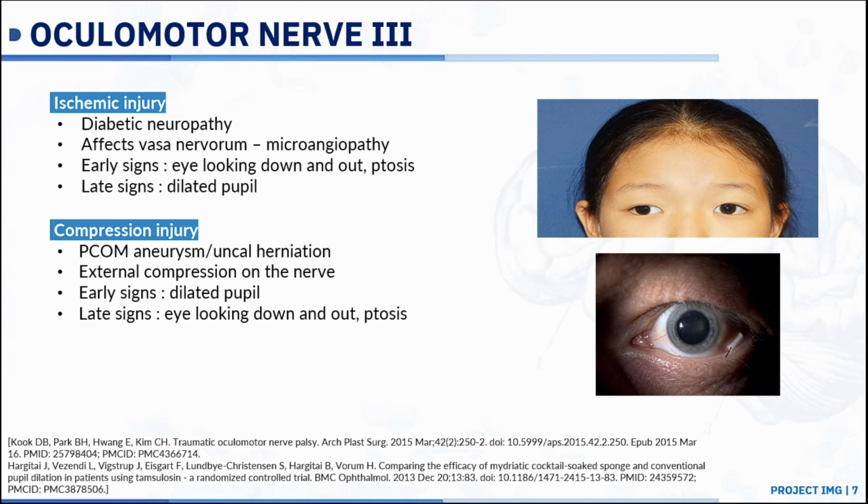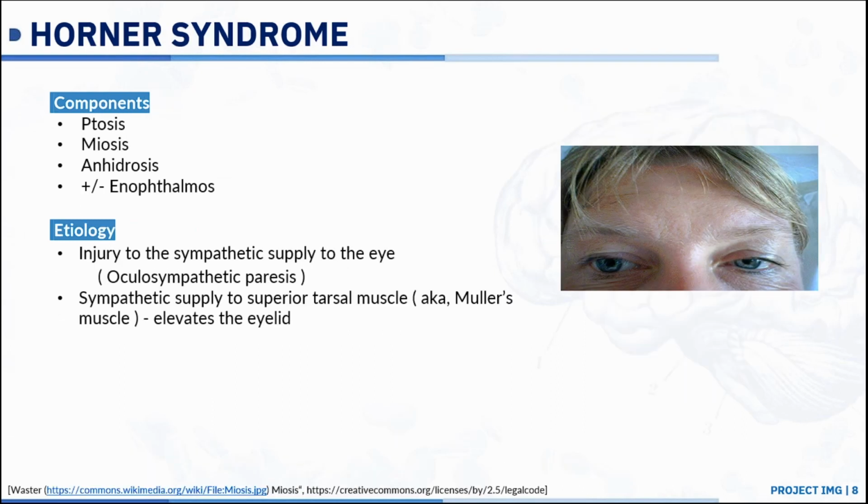Oculomotor nerve lesions. Ischemic injury, e.g. diabetic neuropathy, affects the vasa nervorum, a microangiopathy. Early signs: eye looking down and out, ptosis. Late signs: dilated pupil. Compression injury, e.g. PCOM aneurysm or uncal herniation, is external compression of the nerve. Early signs: dilated pupil. Late signs: eye looking down and out, ptosis.